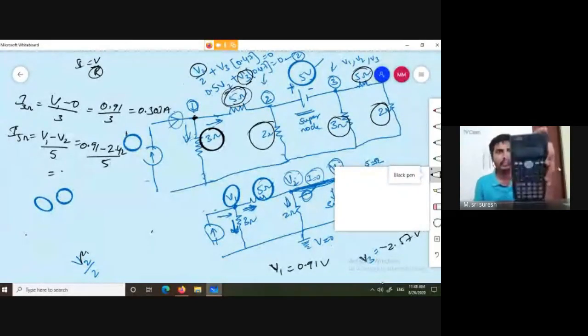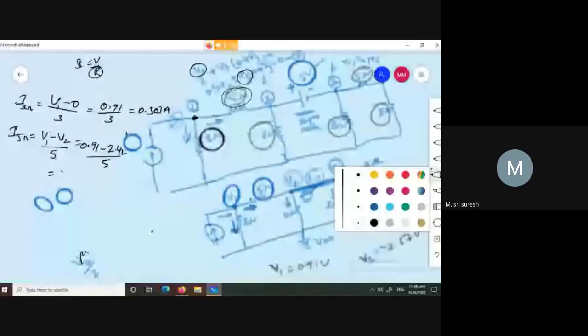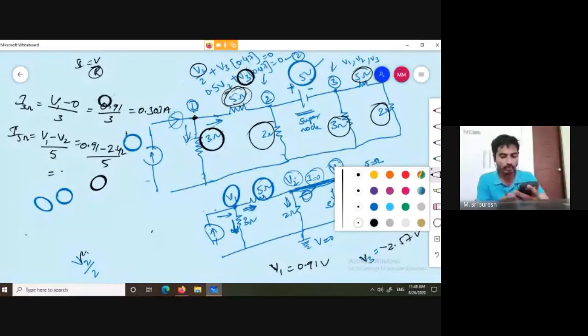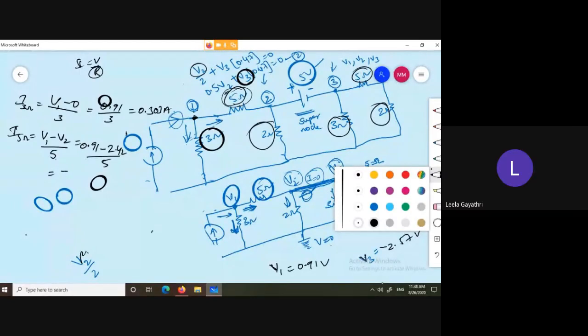So I have calculated it. The value obtained as 0.91 minus 2.42 is nothing but minus 1.51 divided by 5. So that you will get minus 0.30.